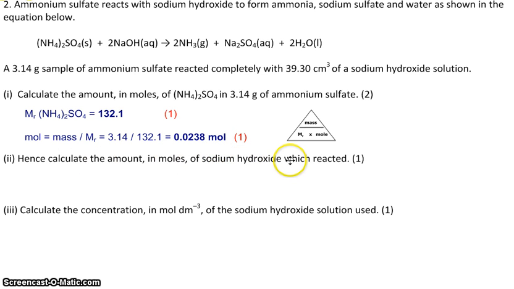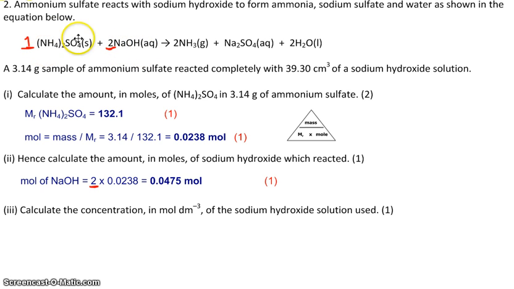Calculating the amount of sodium hydroxide, which is reacting, is looking at the mole ratio in the equation here. So you know for every 1 ammonium sulfate there are 2 sodium hydroxide, so multiply your answer to part 1 by 2 and that gets you 0.0475 moles.